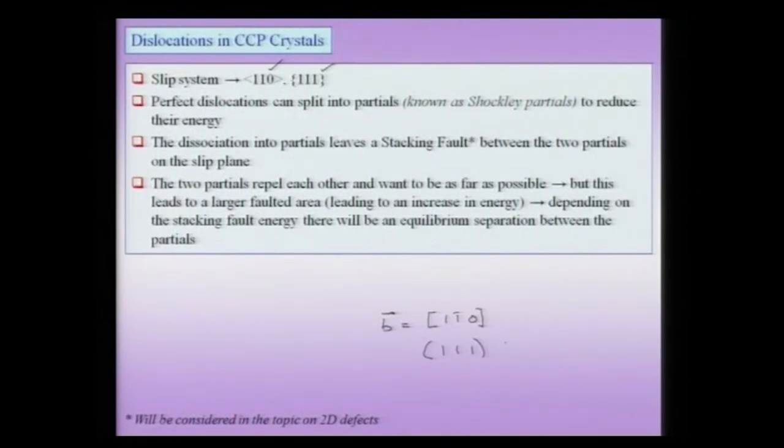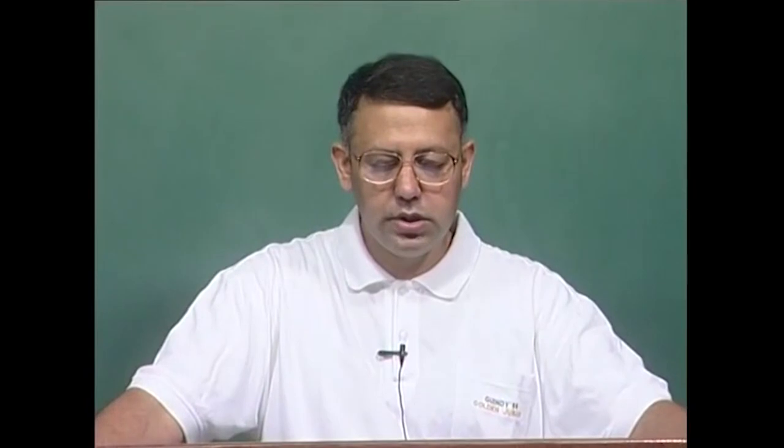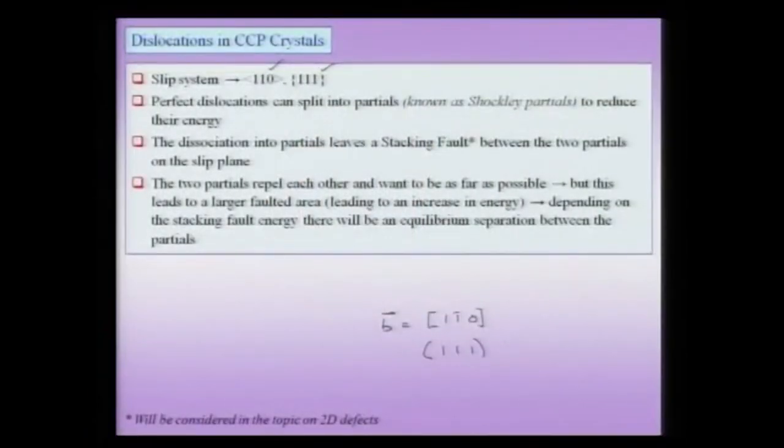In CCP crystals, or the cubic close pack crystals, perfect dislocations have a tendency to split into partials to lower their energy. So, there are two kinds of partials found in CCP crystals. One is known as the Shockley partial, another is the Frank partial. In this context of splitting of the dislocation to lower its energy, we will consider the Shockley partial, which we will see very soon. The region between the two partials on the slip plane is what we call the stacking fault, and this stacking fault is a two dimensional defect and is associated with the stacking fault energy.